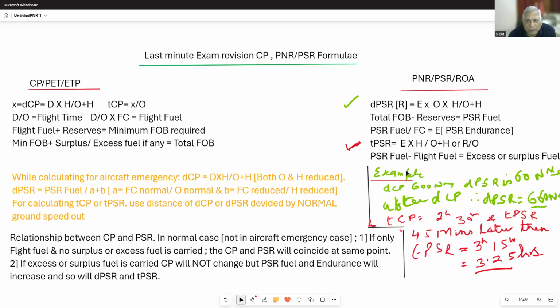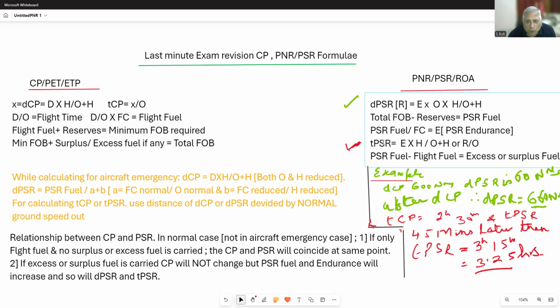Next question is, he says that your TCP, time to critical point, is 2 hours 30 minutes and PSR is 45 minutes later. Now time to PSR becomes 3 hours 15 minutes. First convert it into hours. 15 divided by 60 is 0.25 hours. So put 3.25 hours of endurance here.